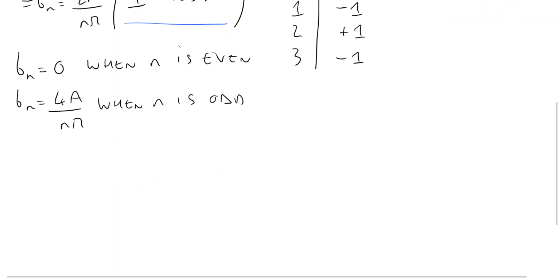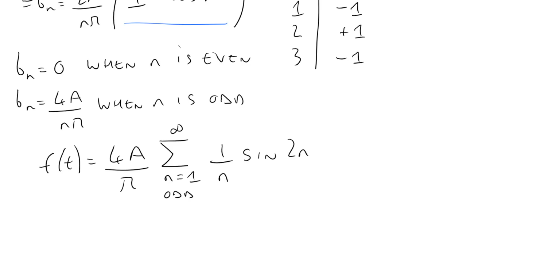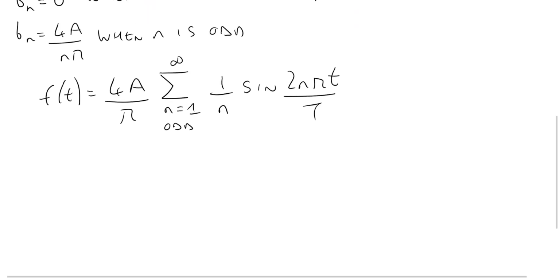So we can now write down a general expression for the values of Bn, and use those values to write down the expression for the Fourier series. So we can write that f of t now is equal to 4A divided by pi, and then we have our summation, n equals 1 going to infinity, but n can only have an odd value, and we have then a factor of 1 over n, and then sine 2n pi t divided by T, like that.